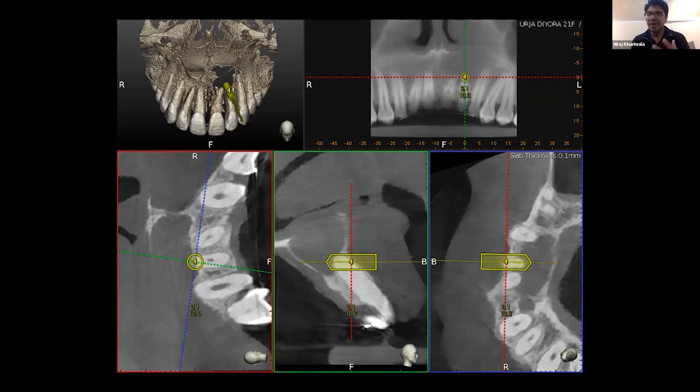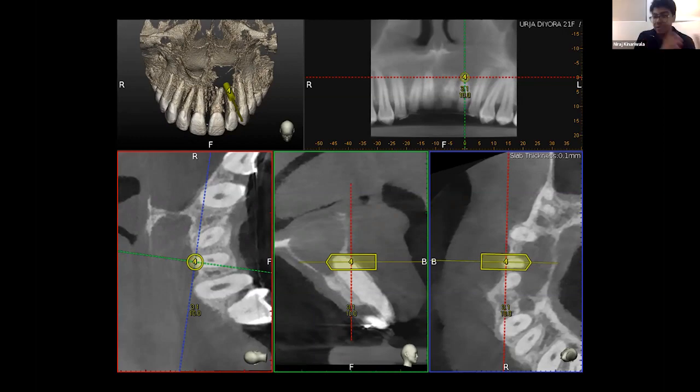To maintain good biology of the teeth, to increase longevity of the teeth, it is very important that we can maintain good crown root ratio. And for that, we make sure that we end up resecting only 3 mm of the apical third of the root. At the same time, the root end resection angle is very important.